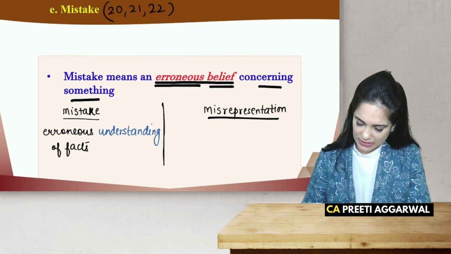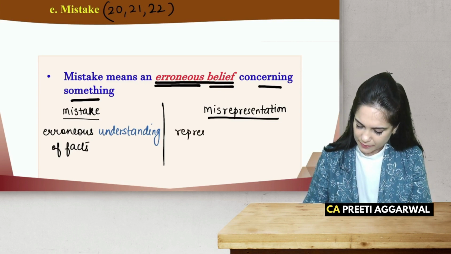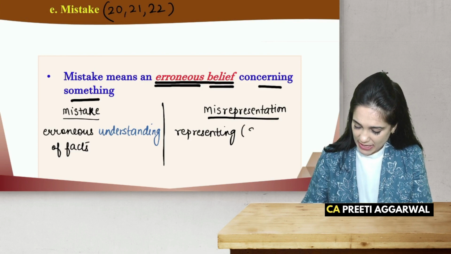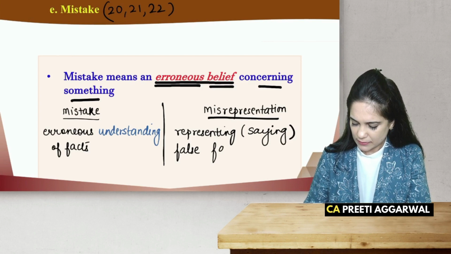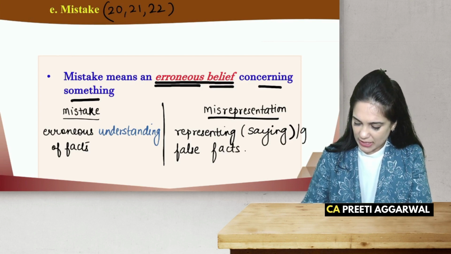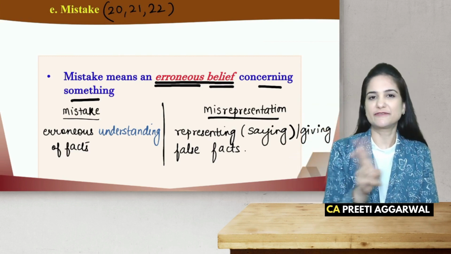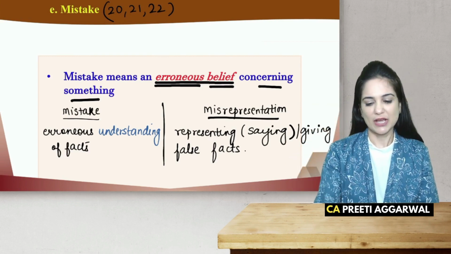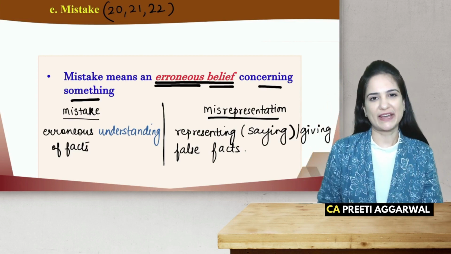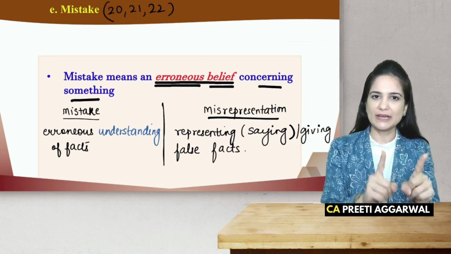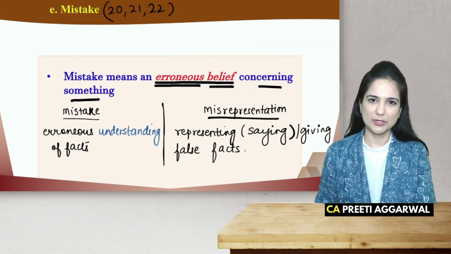But in case of misrepresentation, a party is giving false information. They are representing, using words and actions. They are saying false facts. This is the difference between mistake and misrepresentation. In mistake, a party is understanding on his own, whereas in misrepresentation, we are giving false facts. Please pause the video, write down the note for mistake, and also write down the difference between mistake and misrepresentation.